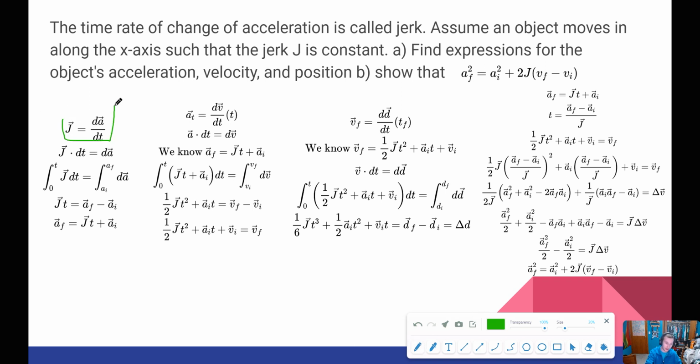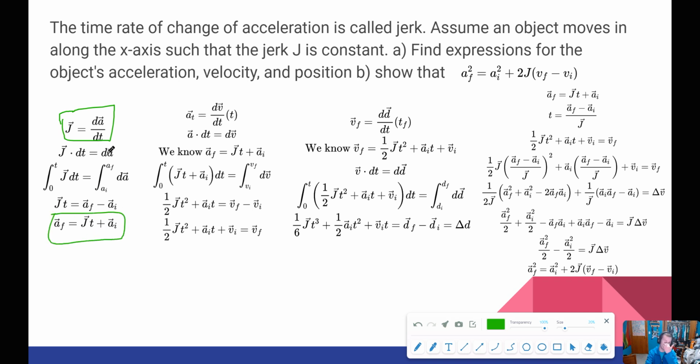So jerk is defined as the derivative of acceleration with respect to time, or the second derivative of velocity with respect to time, or the third derivative of position with respect to time. So we're basically doing the derivations that we did previously, just adding another layer onto it. So you can solve the differential equation, and you get this down here.